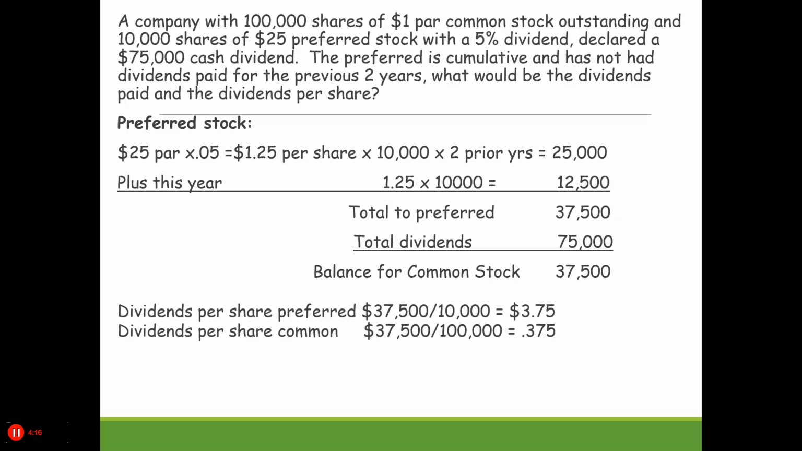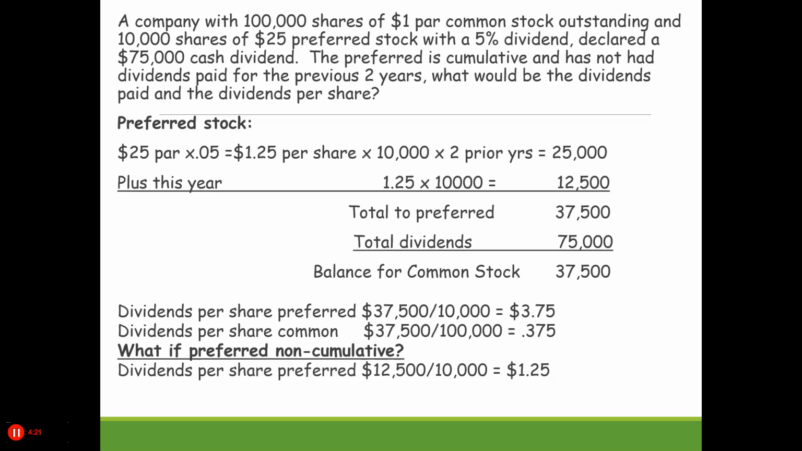Now, what happens if it hadn't been cumulative? Well, then all the preferred stock would get would be the 1 year, $12,500, and the difference would all go to the common stockholders.